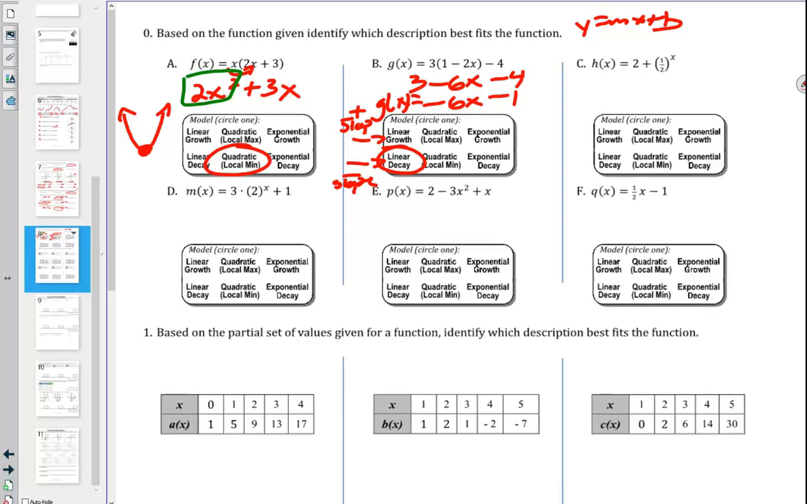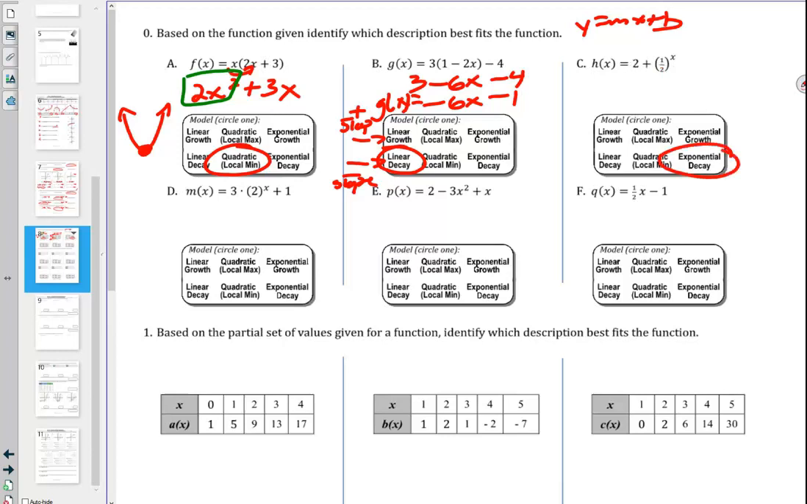The next one should be obvious because look at where the variable is located. Where is x located? It's on an exponent. Therefore, this is exponential. Now, what determines whether we have a growth or decay is the base. Since that base is between 0 and 1, is this a growth or a decay? This should be fresh in your mind. We just covered this. This is what we've been covering the last few weeks.